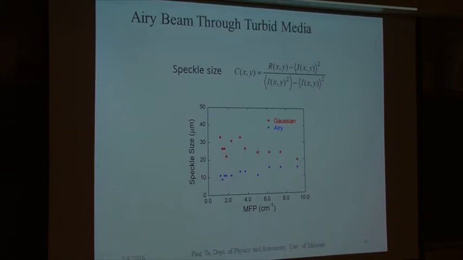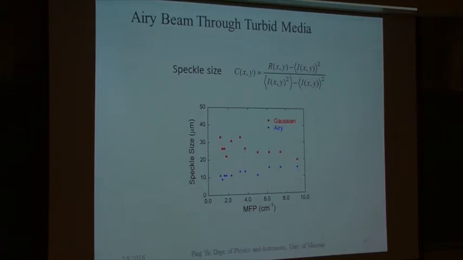And we found that when we measure the speckle size between the Airy and the Gaussian, in the case of a highly scattering medium, they're almost identical. But in the case of lower coherence, when you're able to pick up a coherent photon, the speckle size is totally different. So we calculate the speckle size according to this equation.